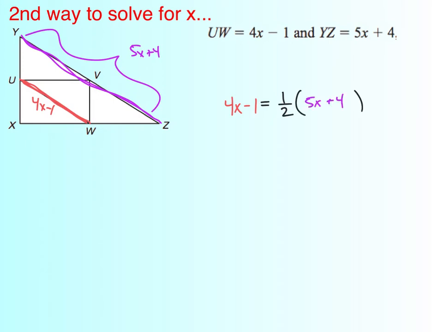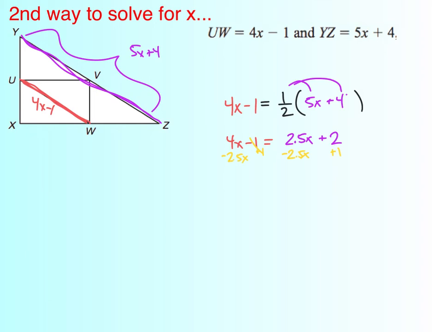So you can see I have a fraction there, and so I distribute the 1/2, and 4x minus 1 would equal 1/2 of 5, which is 2.5x, plus 1/2 of 4, which is 2, and I would solve that. So you see you have a fraction there. That's what I would avoid, but you can do this if you'd like. I subtract off the 2.5x, and while I'm there, I could also add the 1.